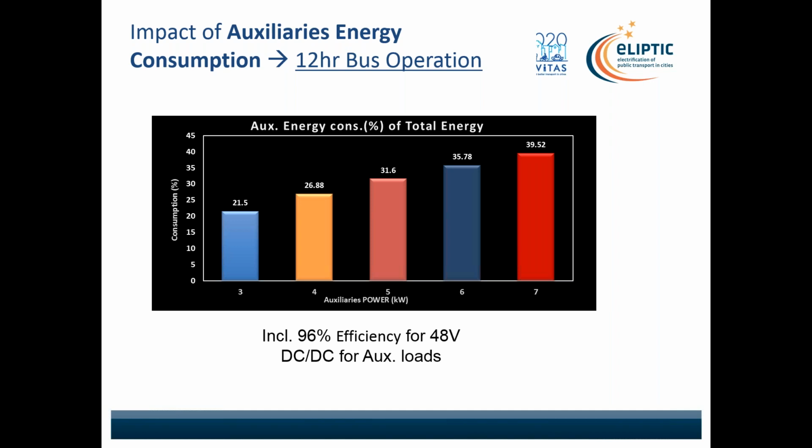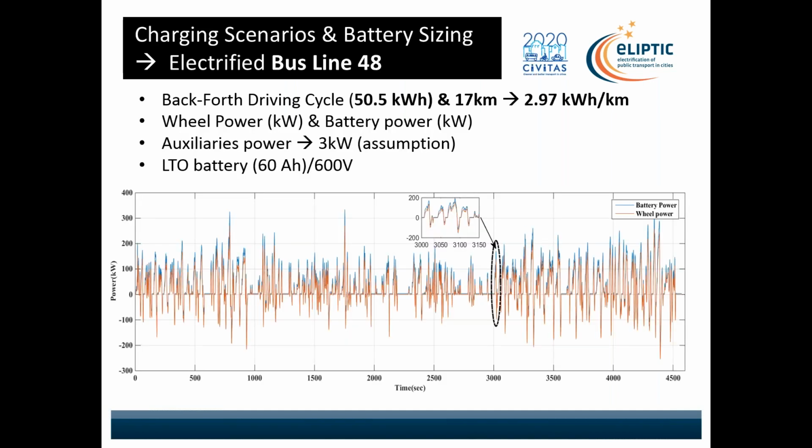If I assume that the average power of the auxiliary is 3 kilowatt, it is around 21% of the total energy of the bus. And if you assume the average power of the auxiliary is around 7 kilowatt, we come out with around 40% of the total consumption of the bus. Maybe in the worst case in winter, it could be 60% of the total energy required from the battery. It means that the auxiliary gets more energy than the traction. So this could also happen in some cities and some weather conditions.